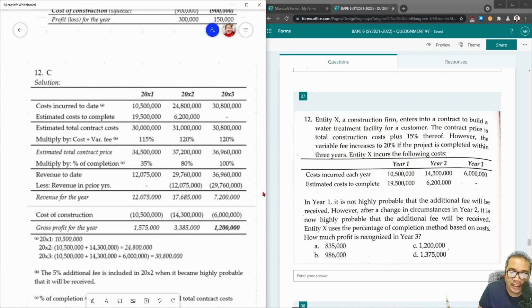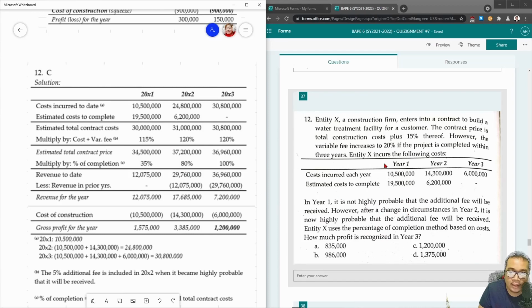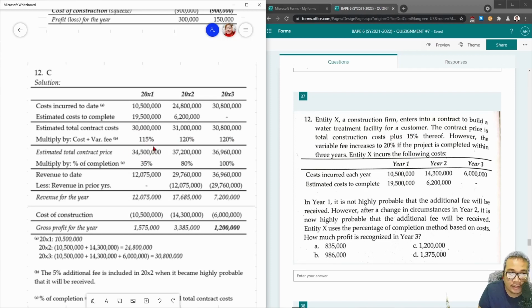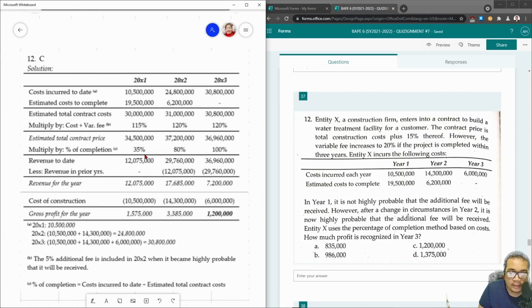So, sa year 1, wala kang gagawin kasi hindi highly probable. So, 10.5 lagay mo. Estimated cost to complete, 30 million. Plus yung cost plus variable fee of 15. So, 115 mo, 34,500,000 ang estimated total contract price mo. Multiply mo na sa percentage of completion, that is 10.5 divided by 30 million, di ba? So, that's 35%. Sure ba? 10.5 divided by 30. Para sure tayo. Yeah, that's 35%.